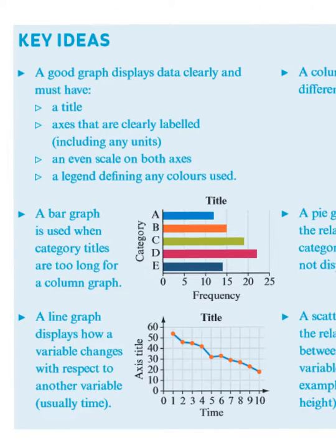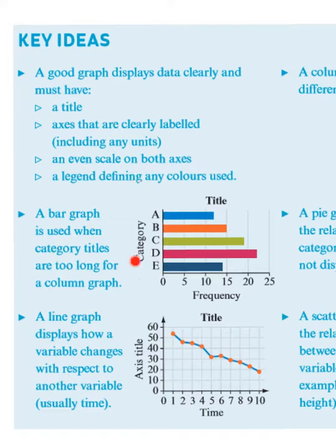A good graph displays data clearly and must have a title. So please make sure you do this. Axes that are clearly labeled. So that's the title obviously. Your axes are here. So what is that? And what is that? So it could be miles, this could be time, or category and frequency. Okay, so you've got your title, your category, your frequency.